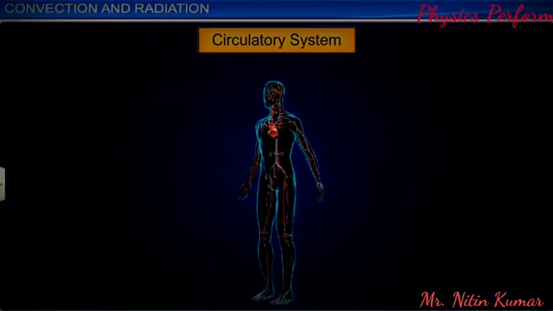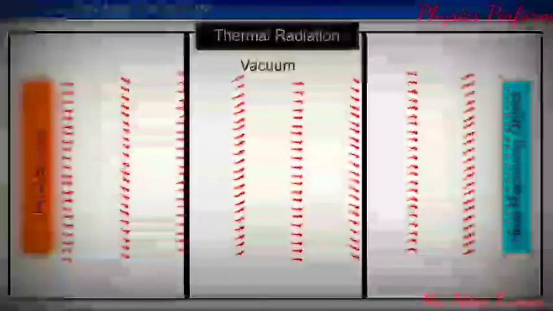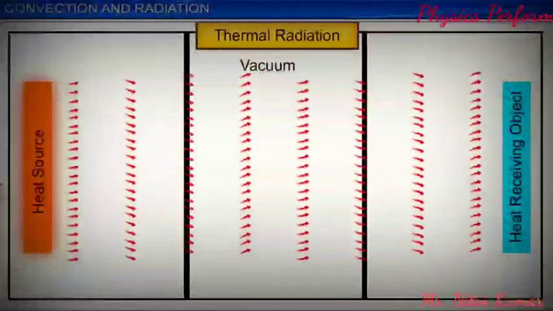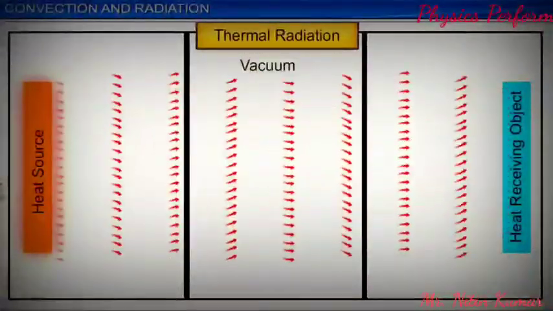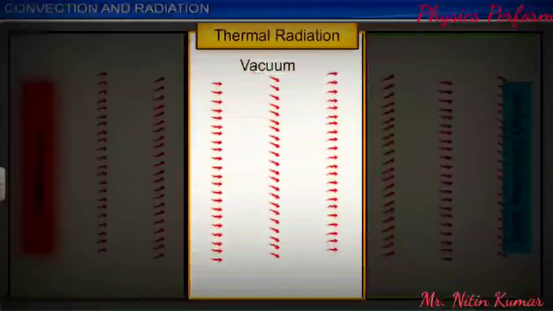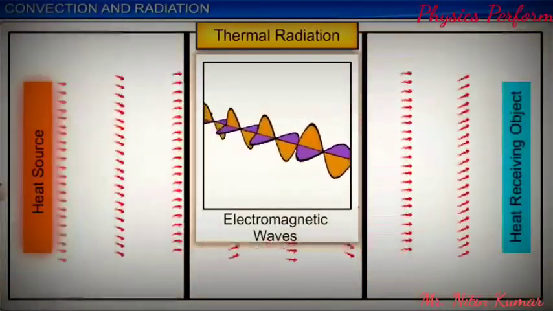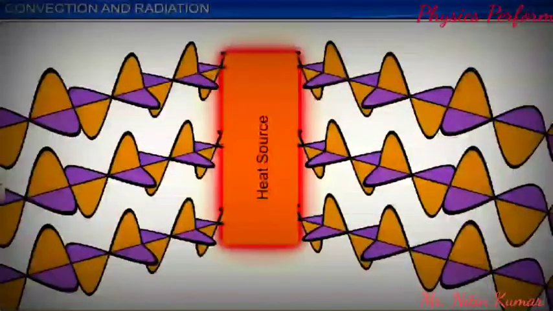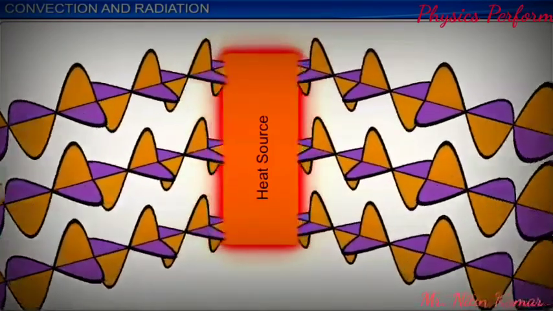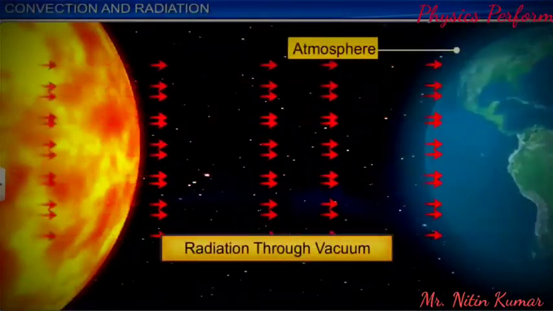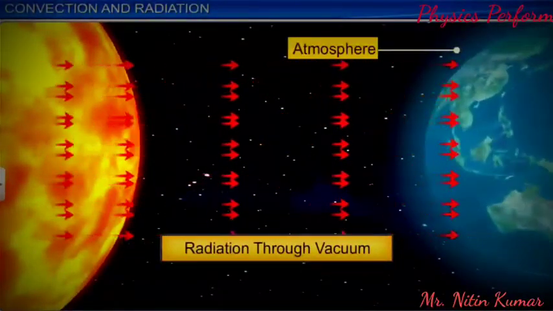The third mode of heat transfer is thermal radiation, where heat is transmitted even through vacuum in the form of electromagnetic waves. The electromagnetic waves emitted by a body by virtue of its temperature is called thermal radiation. Heat energy received from the sun is in the form of radiation.